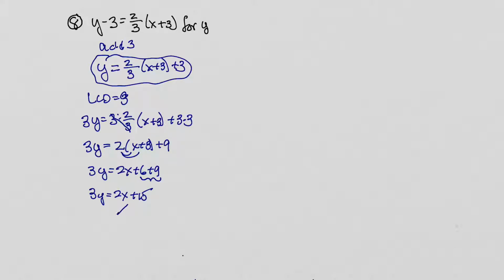And now there's 2 ways we can go here. What we want to do is get y by itself. So we are going to divide by that 3. So I could divide the entire side by 3. That would look like this. Y equals 2x plus 15 over 3.